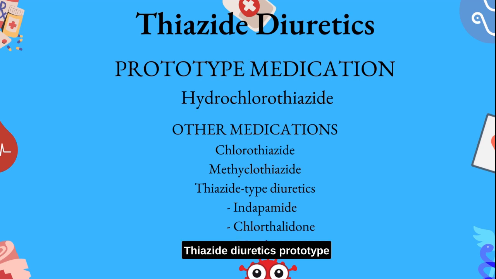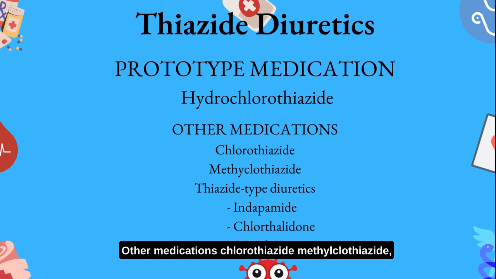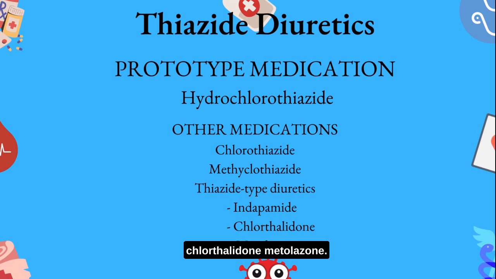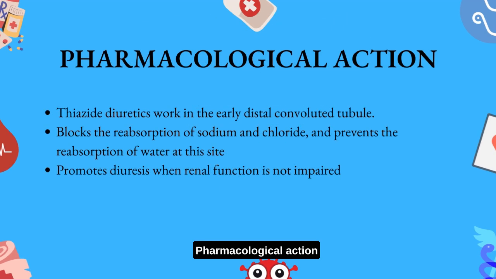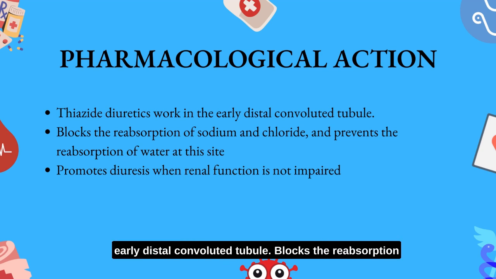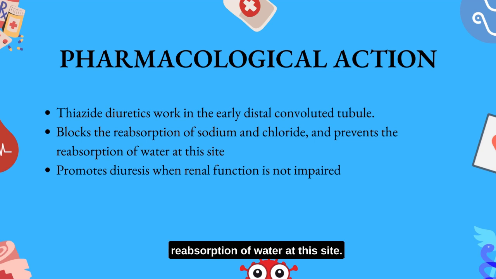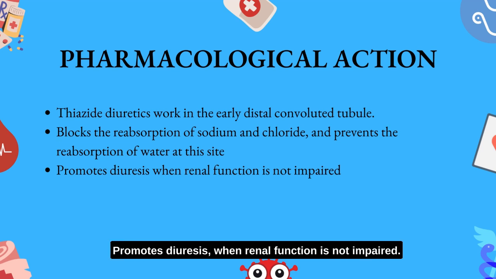Thiazide diuretics. Prototype medication: hydrochlorothiazide. Other medications: chlorothiazide, methyclothiazide, thiazide-type diuretics, indapamide, chlorthalidone, metolazone. Pharmacological action. Thiazide diuretics work in the early distal convoluted tubule. Blocks the reabsorption of sodium and chloride, and prevents the reabsorption of water at this site. Promotes diuresis when renal function is not impaired.